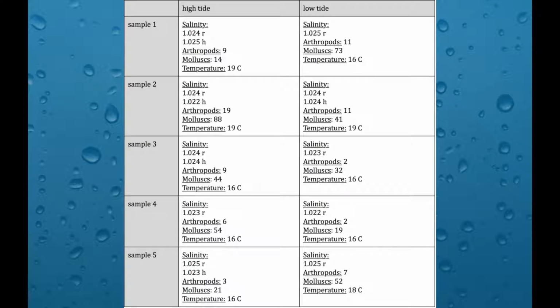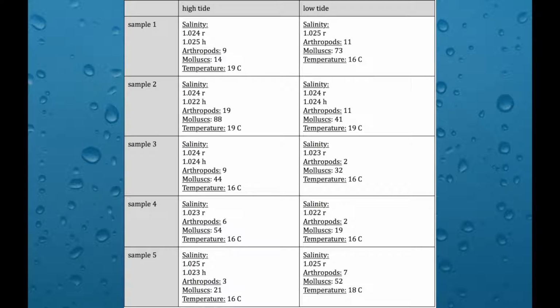In sample 6, the specific gravity recorded was 1.025. The number of arthropods counted was 11, while the number of mollusks was 73, and the temperature recorded was 16 degrees Celsius. In sample 7, the specific gravity recorded were both 1.024. The number of arthropods counted was 11, while the number of mollusks was 41, and the temperature recorded was 19 degrees Celsius. In sample 8, the specific gravity recorded was 1.023.